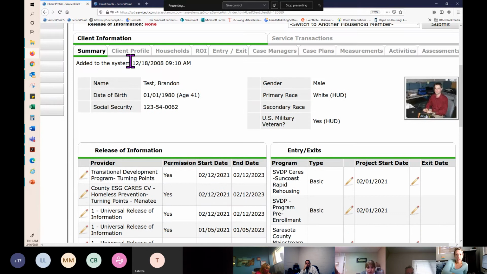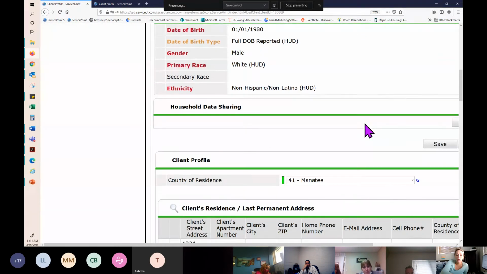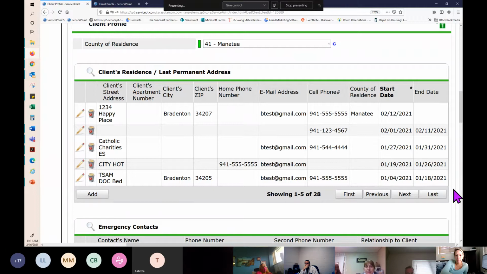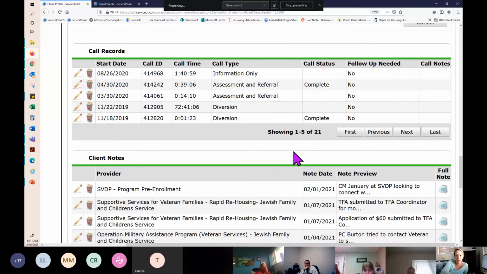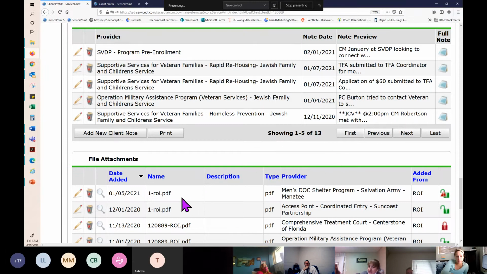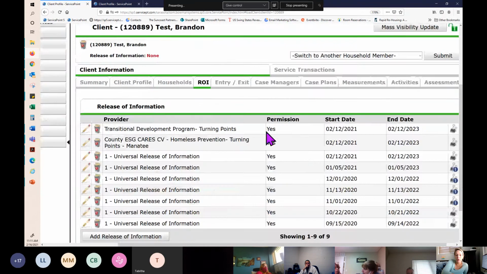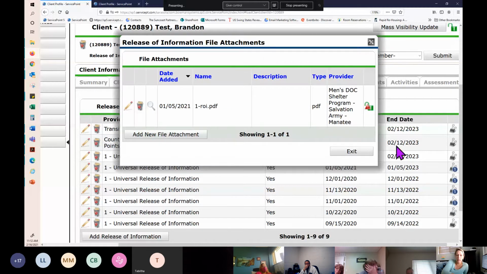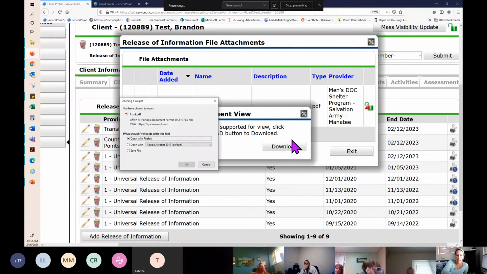From here, this is where we can go to client profile and look at other information on the client: different contact information, emergency contacts, housing offers, if they've been spoken to by our diversion specialists, any client notes from the COC, and different file attachments. This is one place that you can look for that ROI is under your file attachments, but ideally they would be uploaded under your ROI tab. Anytime you see a paper clip with a number attached to it, that means that there's documents in that attachment. Look here, and CYA, cover your agency.